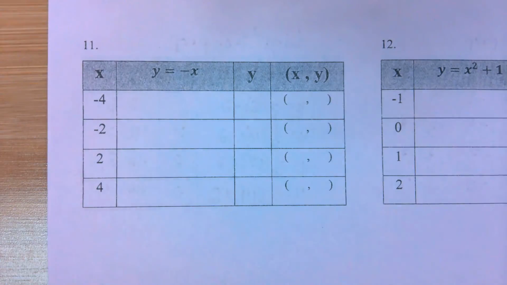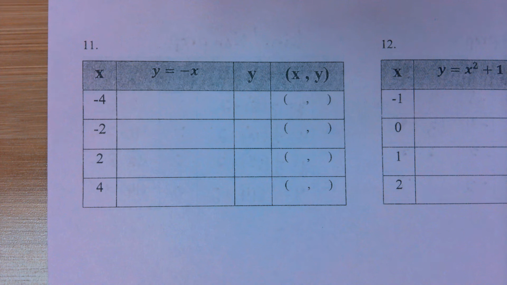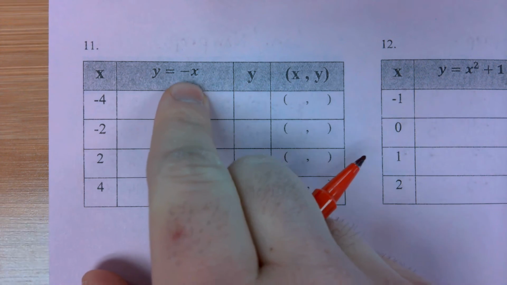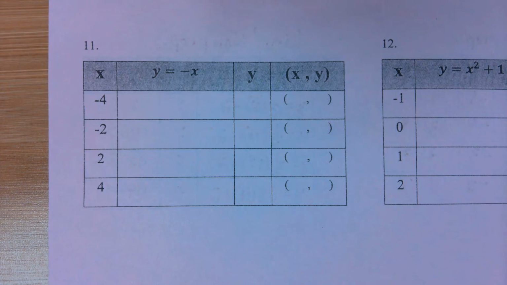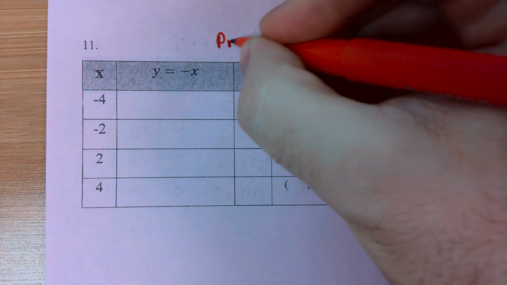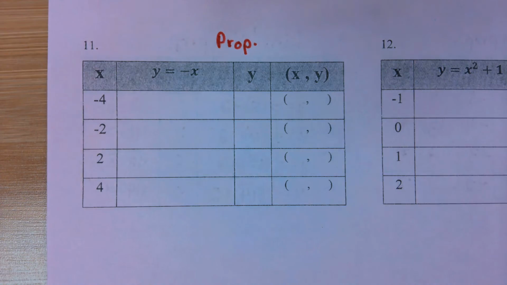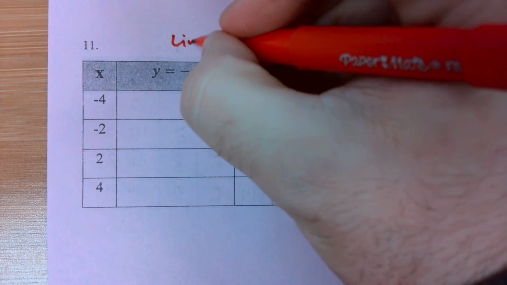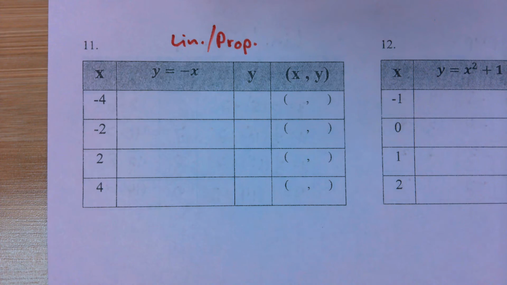Now, number 11 was a lot more confusing than I was hoping it would be. Do we have a y-intercept here? No. No, we don't. So right away, we know that this is proportional, right? And I don't see any exponents here, so we also know that it's linear. Let's just get that out of the way.